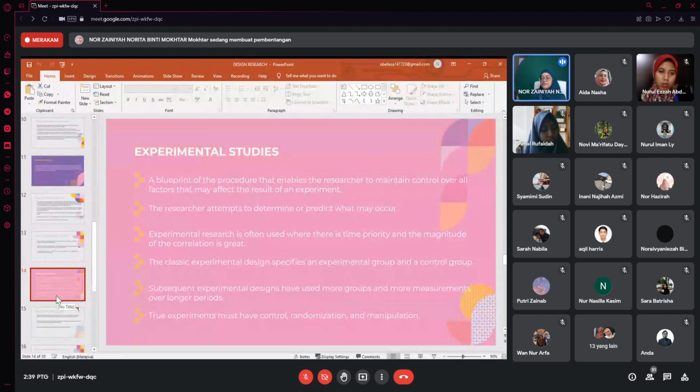Okay, the next one is experimental studies. It's a blueprint. Do you see the same slide? Yes, madam. Good. So an experimental study looks into maintaining control over all factors that may affect the result of an experiment. It's like trial and error, to see whether this one works or not, how it works, and on how many people.